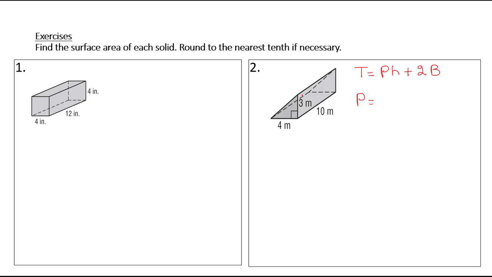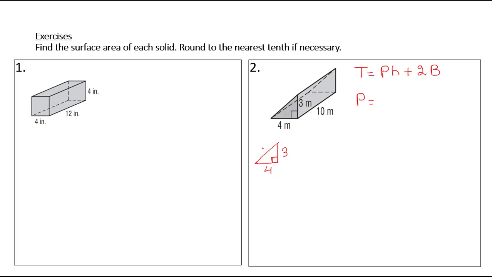Here I have a triangle. My triangle has one of its sides equal to 3. It is a right angle triangle, and this side is equal to 4. I don't have the hypotenuse. The hypotenuse is the side opposite to the right angle. So I can find it by using the Pythagorean theorem.